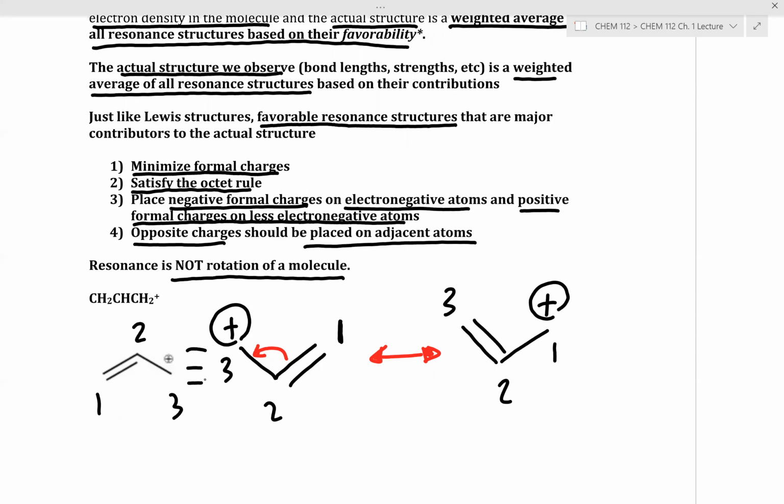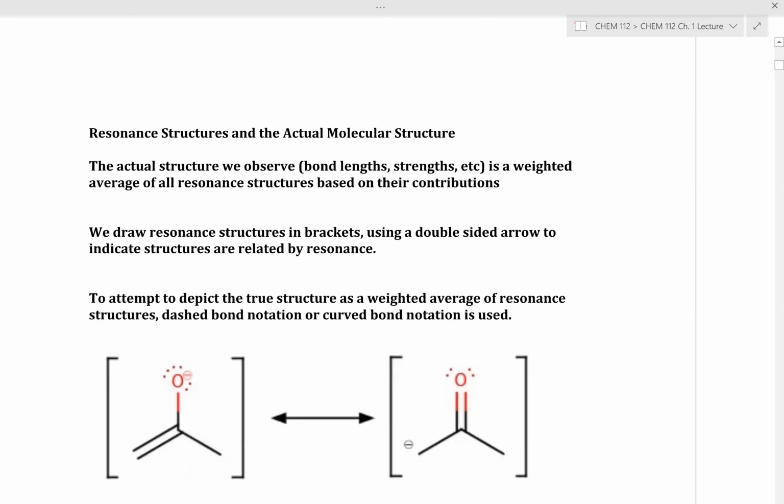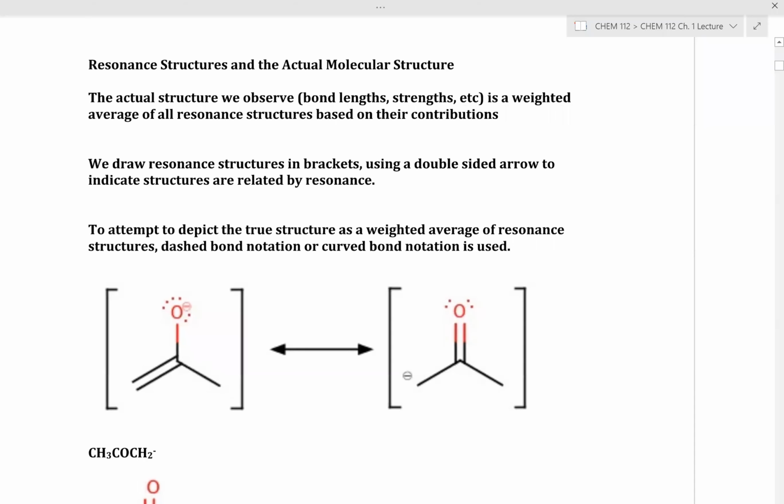So what we're now going to do is take a look at resonance structures and get a sense of the actual molecular structure. As we've discussed, the actual structure that we observe is a weighted average of all resonance structures based on their contributions. So let's take a look at some resonance structures and get a sense of whether we can label certain resonance structures as major or minor. That's your goal in this chapter, to get a sense of which resonance structures are major or minor.